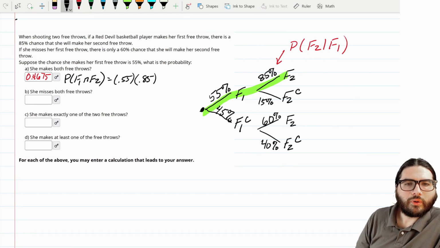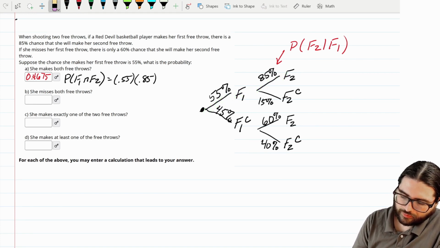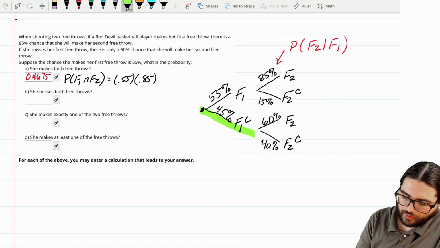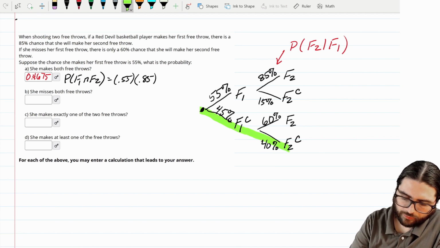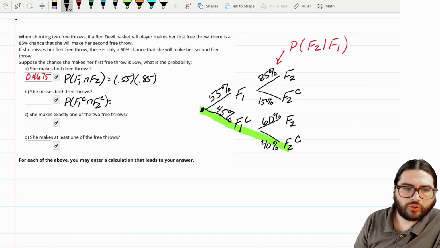Let's see, what's the probability that she misses both of the free throws? Going back to my tree, we miss both of them. That's this path. Miss the first one, miss the second one. So that would be the probability that I miss the first one, that's the complement, and I miss the second one, also complement.